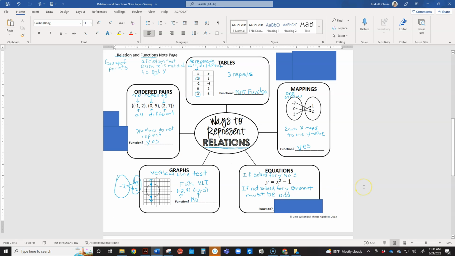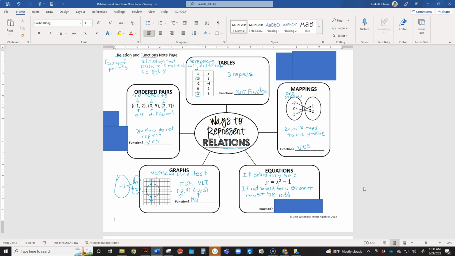With equations, you kind of have to pay attention, and you're going to get better at this as we practice. Is it solved for y or not? If it's solved for y, that means y is by itself, and you don't have a plus or minus in front of it. If it's just a plain old ordinary y, I don't really care about all the x values and the constants and all the other things. If y is by itself, then it's a function.